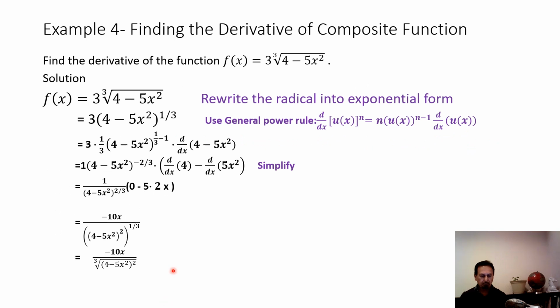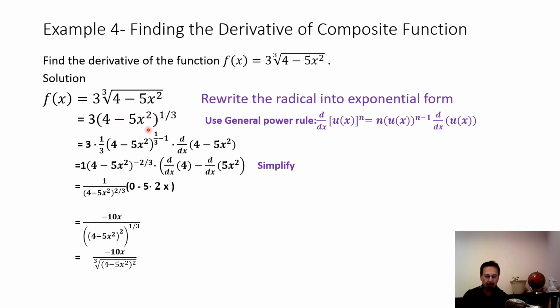So example 4, find the derivative of f of x equals 3 times the cube root of 4 minus 5x squared. So let's start with f of x equals 3 times the cube root of 4 minus 5x squared. So first we change radical to exponential form. So this becomes 3 times 4 minus 5x squared to the power 1/3. Now we apply the general power rule. d over dx of u to the n is n times u to the n minus 1 times d over dx of u. So u is 4 minus 5x squared.